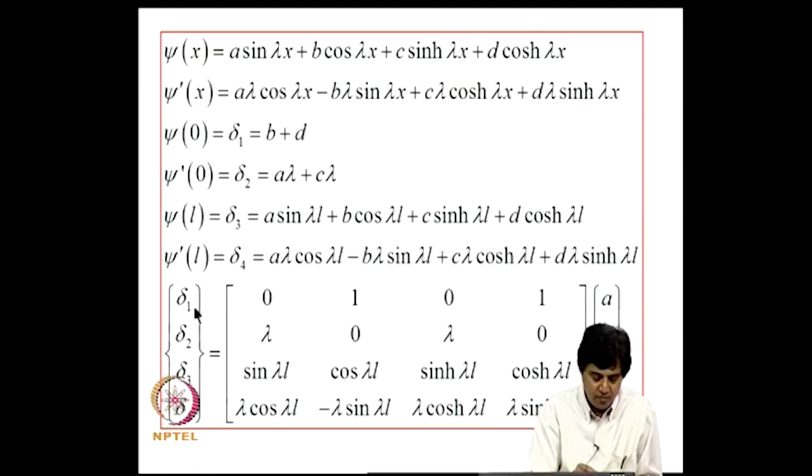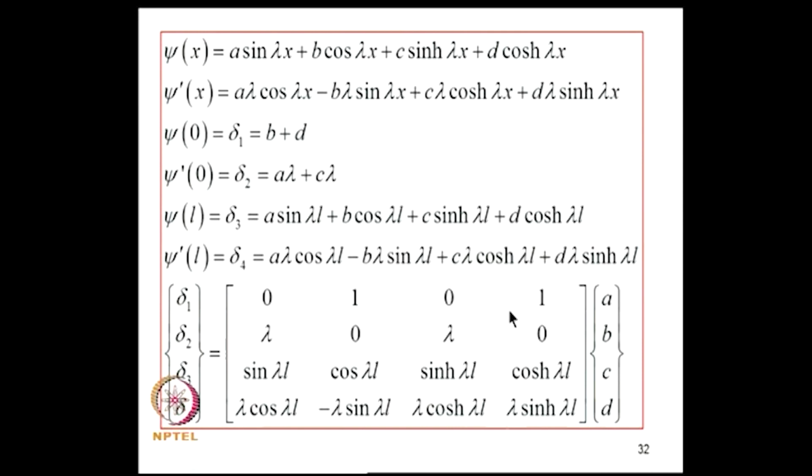So, in the matrix form the deltas and these A B C D are related to each other through this 4 by 4 matrix. So, if I am interested in A B C D in terms of delta 1, delta 2, delta 3, delta 4, I need to invert this matrix.